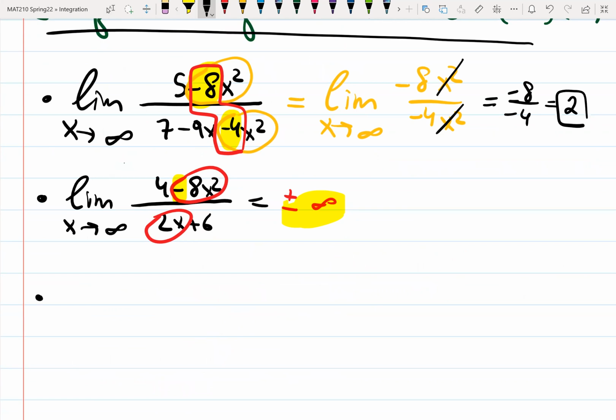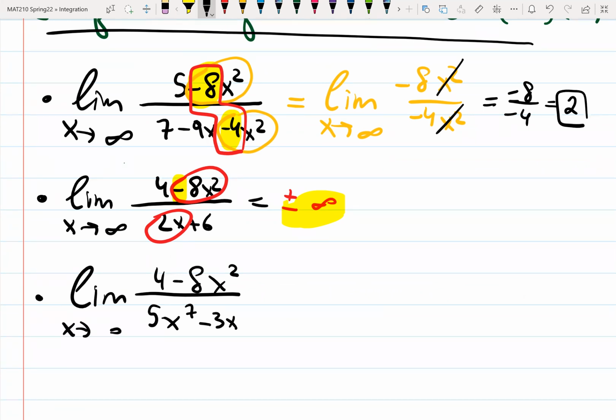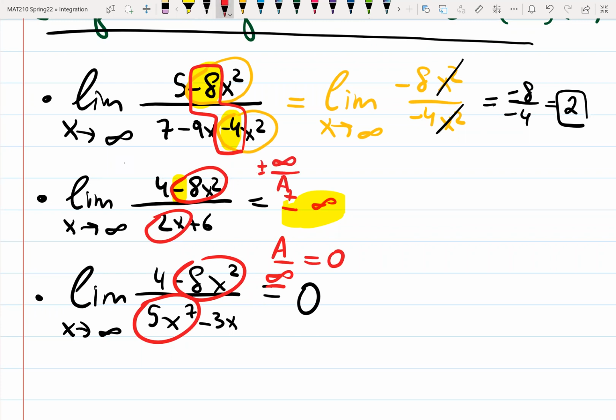Finally, if the bottom wins, then you're dividing by huge numbers. 4 minus x minus 8x squared over 5x to the 7 minus 3x. As x goes to infinity, the denominator explodes to infinity super fast. So you have a number over infinity. Dividing by the biggest numbers, you get the smallest numbers, so that is 0. And in the other case, you had infinity over a number, plus or minus. That's how we were learning it, remember? This is all you need to remember from limits, at least algebraic limits.